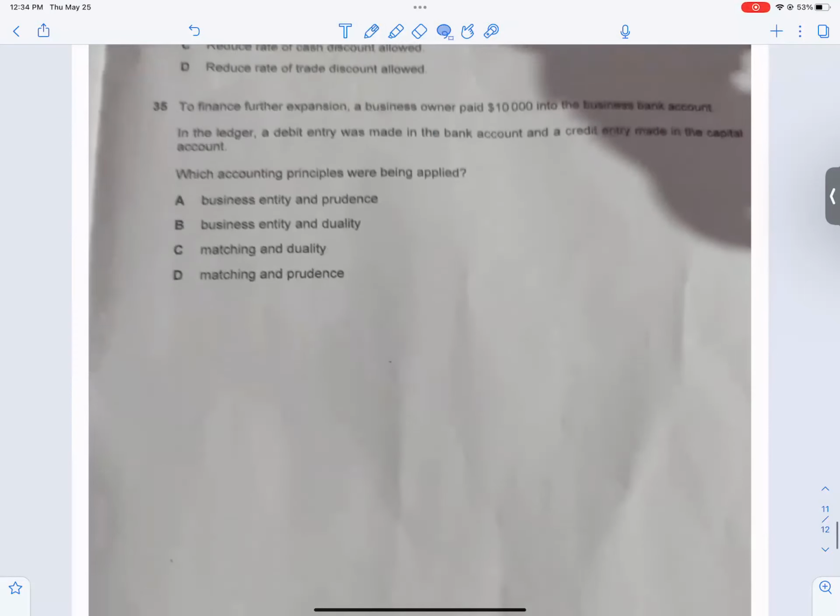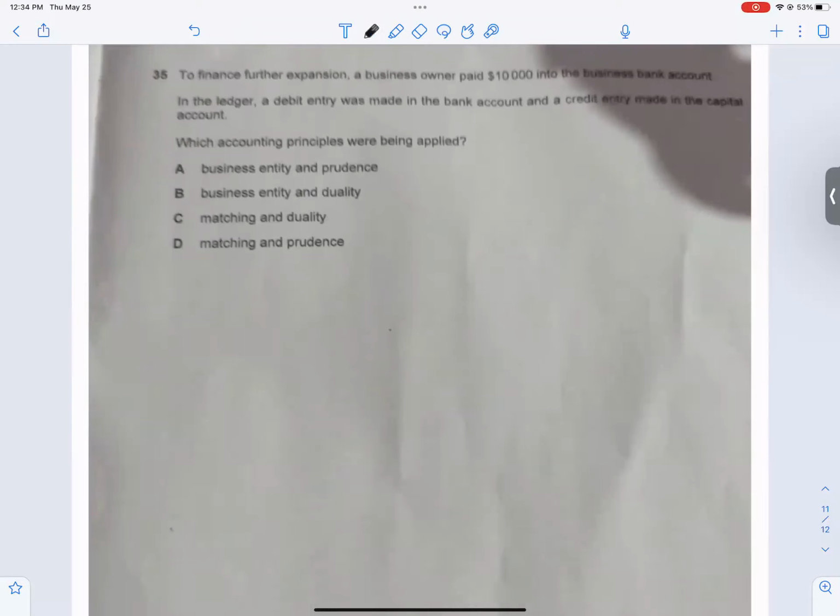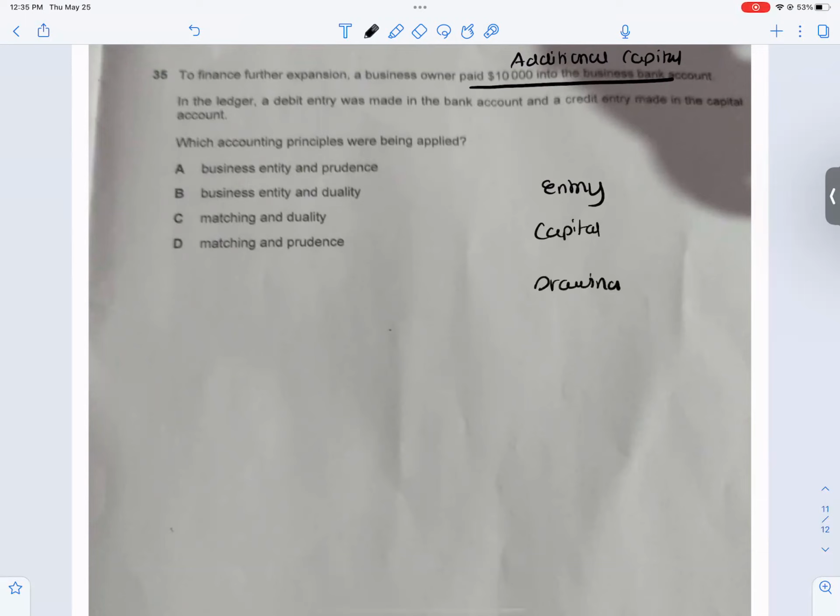To finance further expansion, a business owner paid $10,000 into the business bank account. In the ledger, a debit entry was made in the bank account and a credit entry was made in the capital account. Which accounting principles were applied? Business entity is keeping the business separate from the owner. Whenever you pass an entry for capital and drawings, that means you treat the owner separate and the business separate.